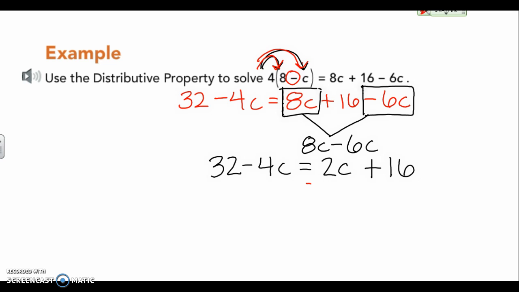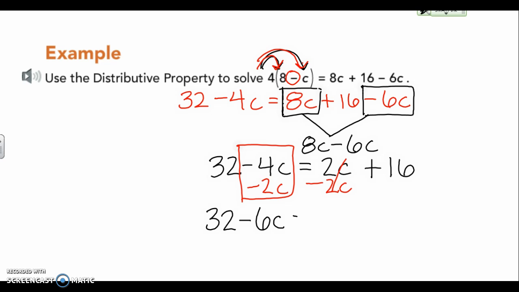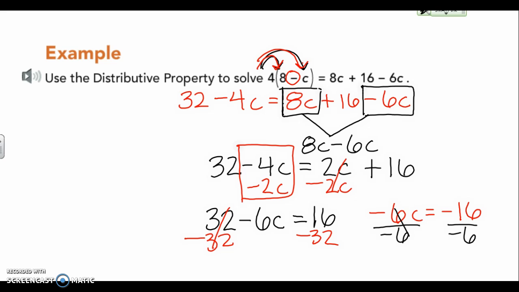We're going to begin by subtracting 2c from both sides of our equation. Here we have negative 4c plus negative 2c. When our signs are the same, we add. So this will be 32 minus 6c equals 16. The opposite of a positive 32 would be to subtract 32 from both sides of your equation. So here we have negative 6c equals negative 16. The opposite of multiplying by negative 6 is to divide by negative 6. So c equals 16 over 6.